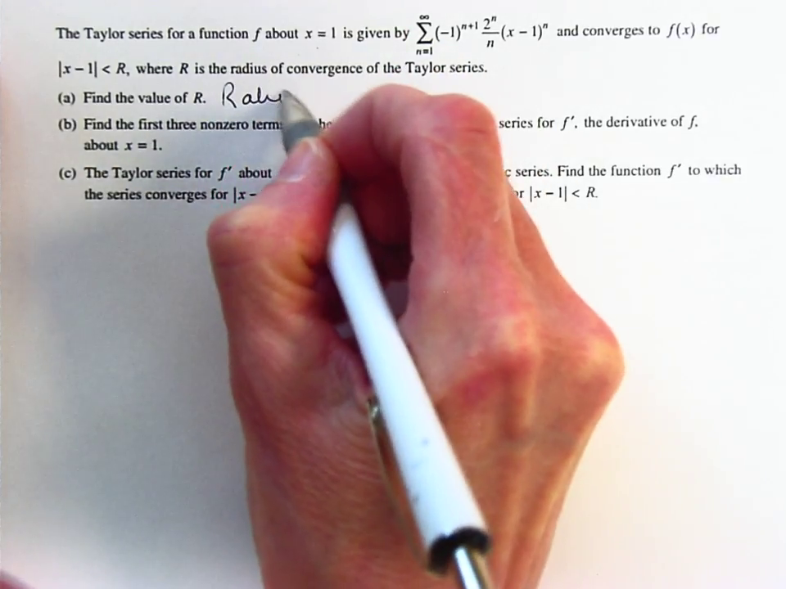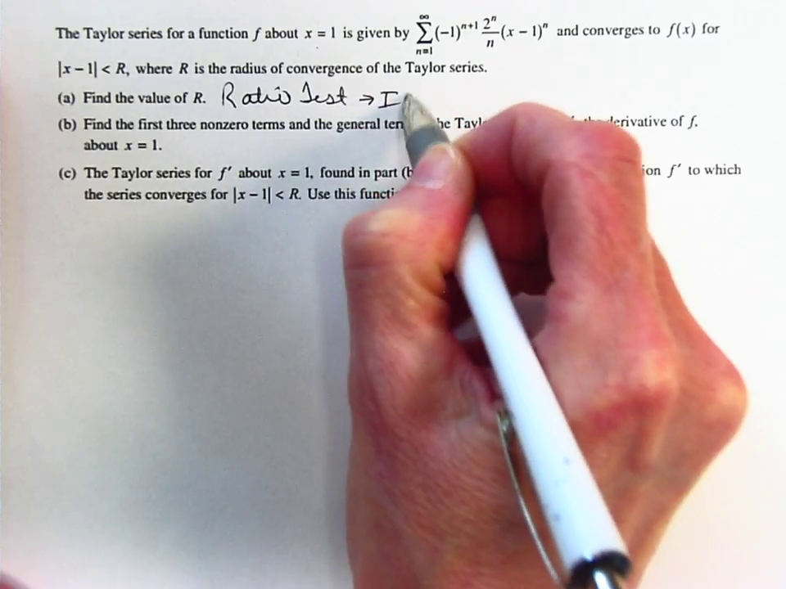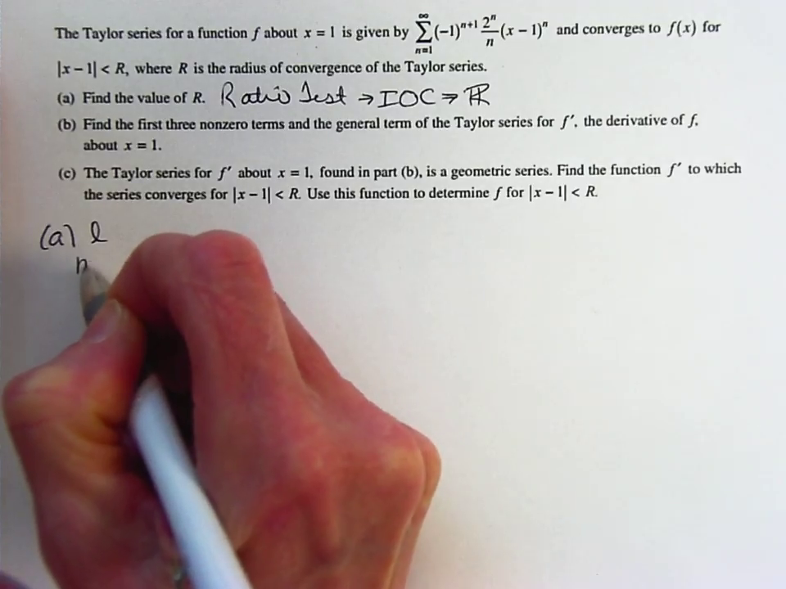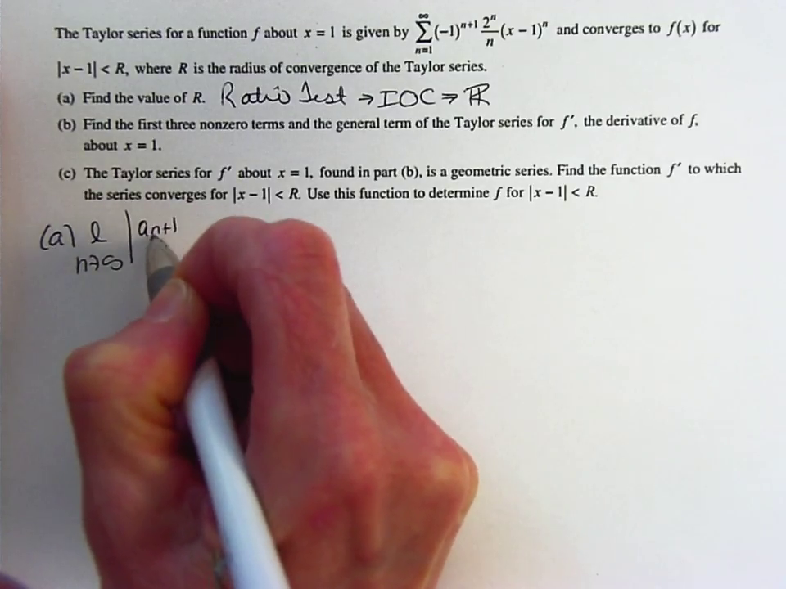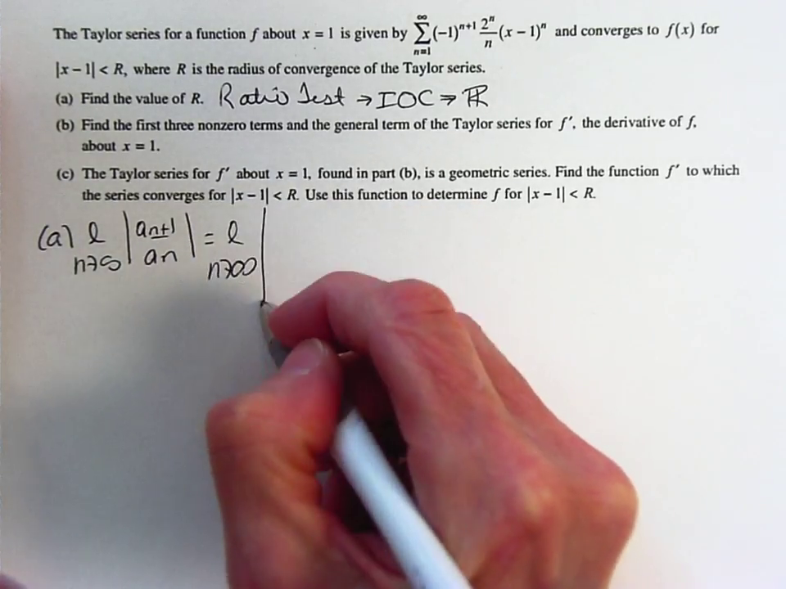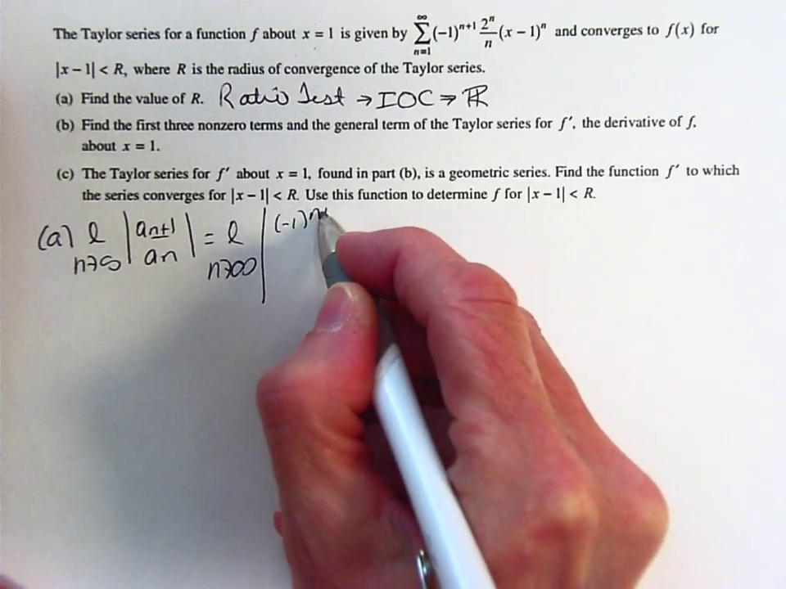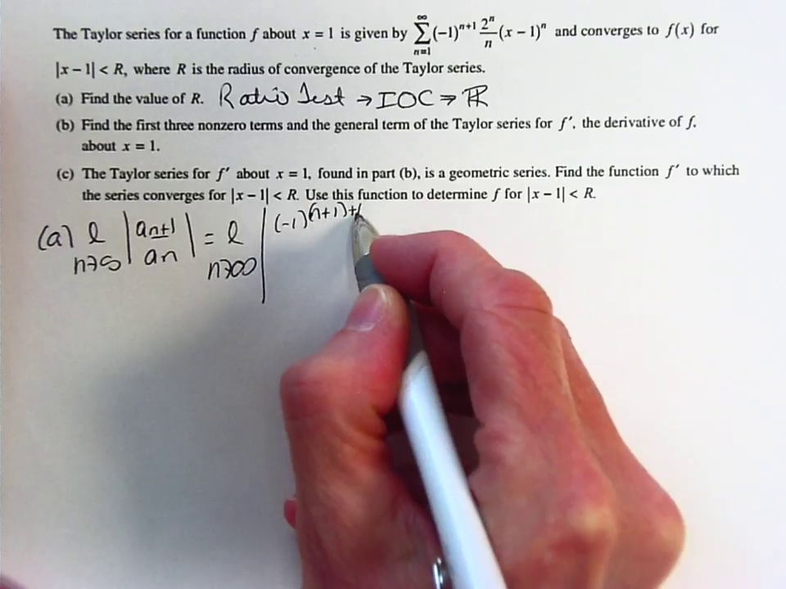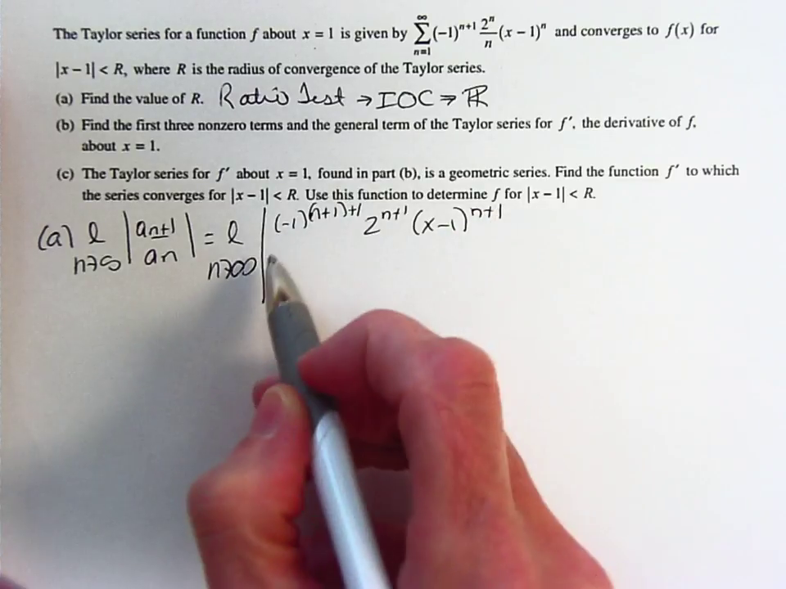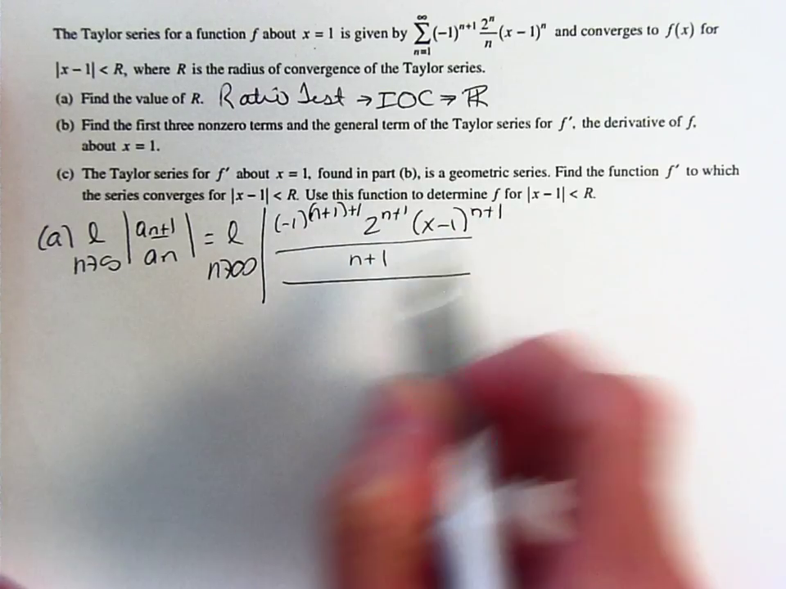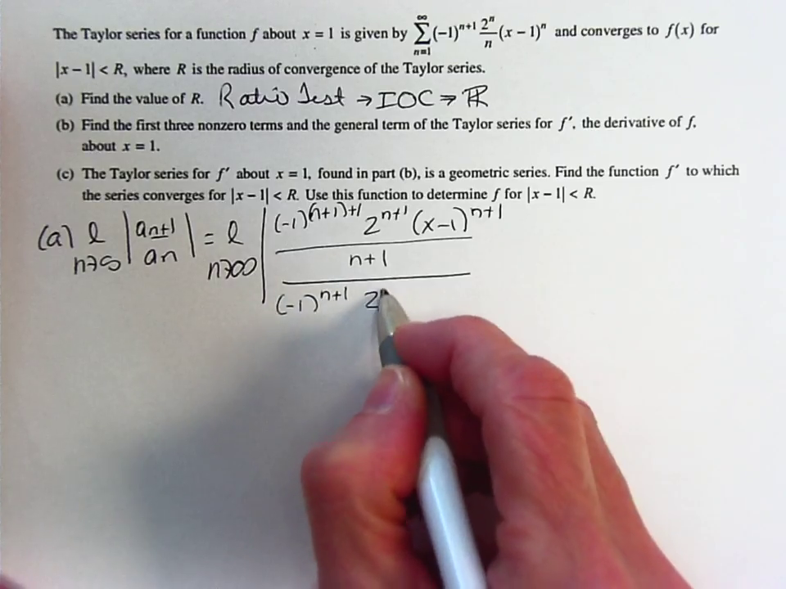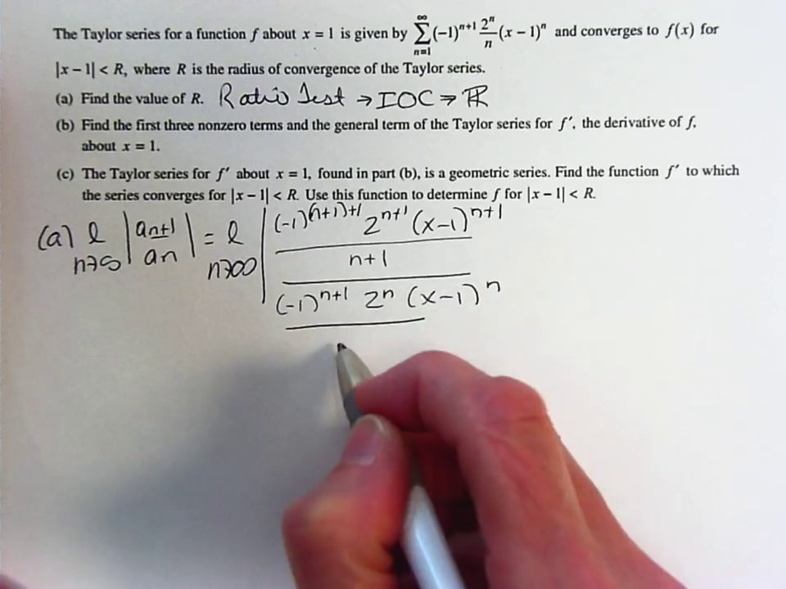So we're going to need to use the ratio test, get the interval of convergence, and from the interval of convergence we'll get the radius of convergence. So we're going to take the limit as n goes to infinity of a sub n plus 1 over a sub n. Okay, so this is going to look like (minus 1) to the n plus 1 plus 1, 2 to the n plus 1, (x minus 1) to the n plus 1 over n plus 1, divided by the original, (minus 1) to the n plus 1, 2 to the n, (x minus 1) to the n over n.